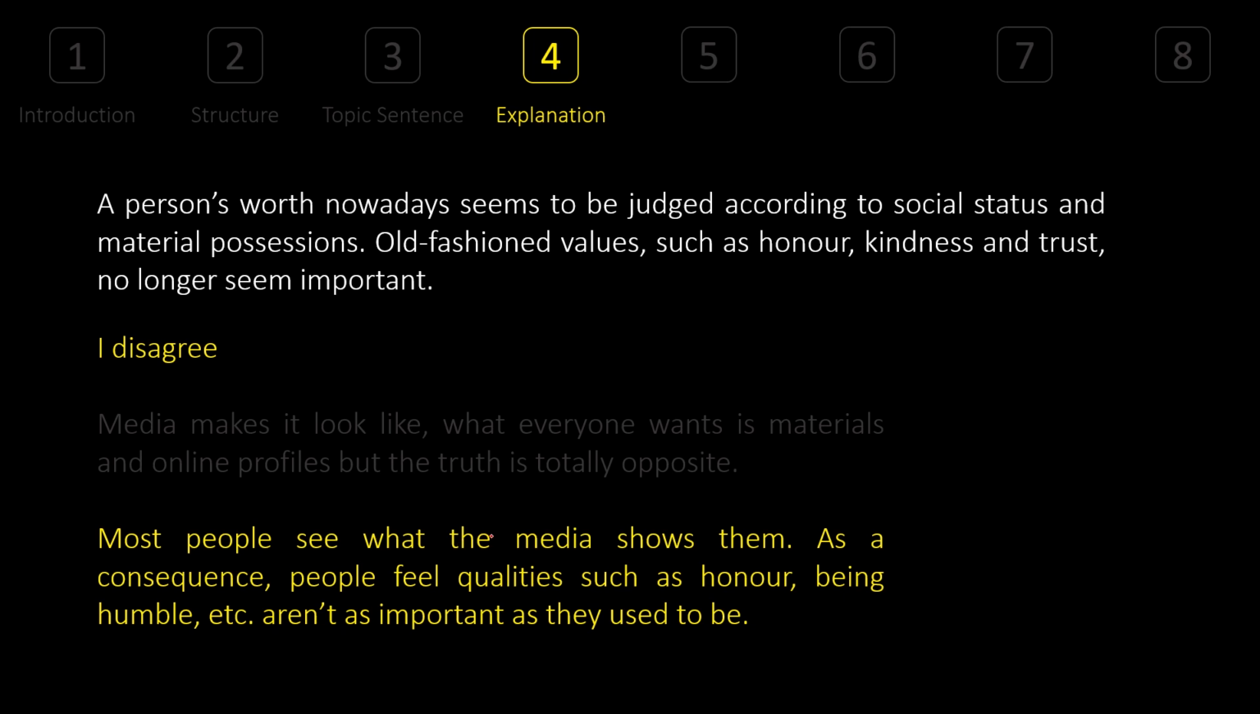As a consequence, people feel qualities such as honor, being humble, etc. aren't as important as they used to be. Hence, you understand what I'm trying to say here. That my statement is I disagree for sure. I disagree with this point. My first point for disagreeing is this.